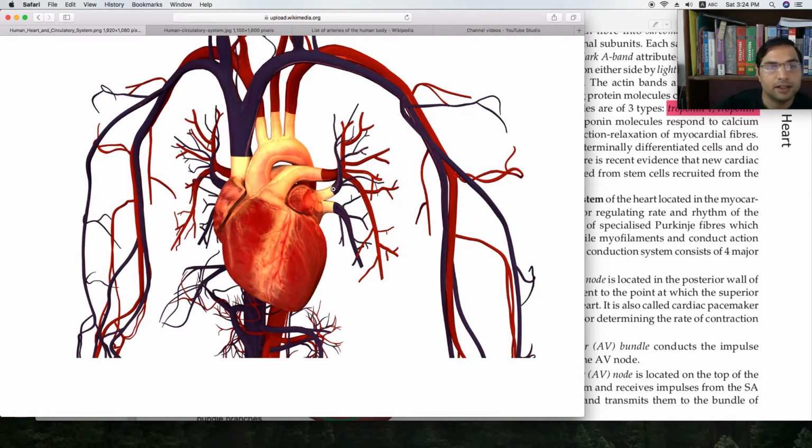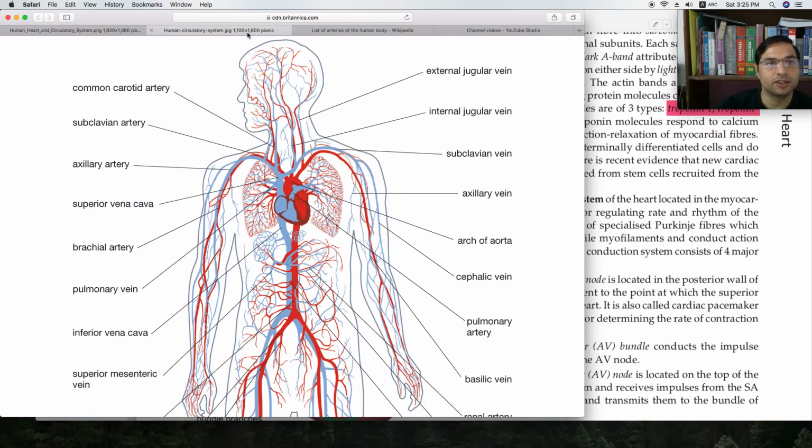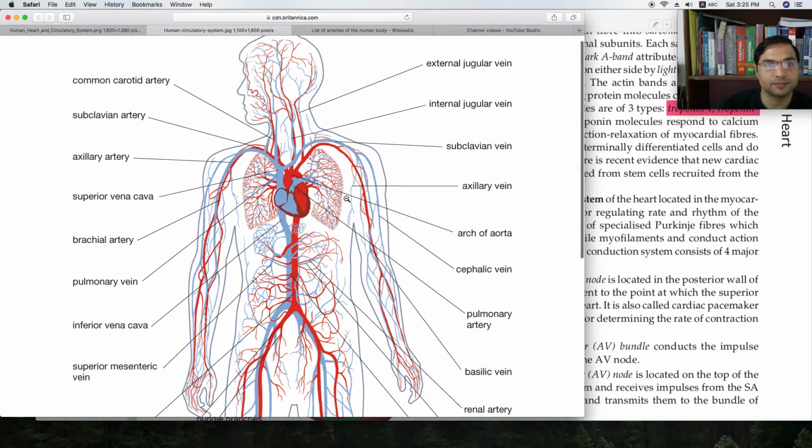And then these four branches, 1, 2, 3 and 4, these are pulmonary arteries which are taking the deoxygenated blood into the lungs, right? So this is the basic structure. Now let us see once again.